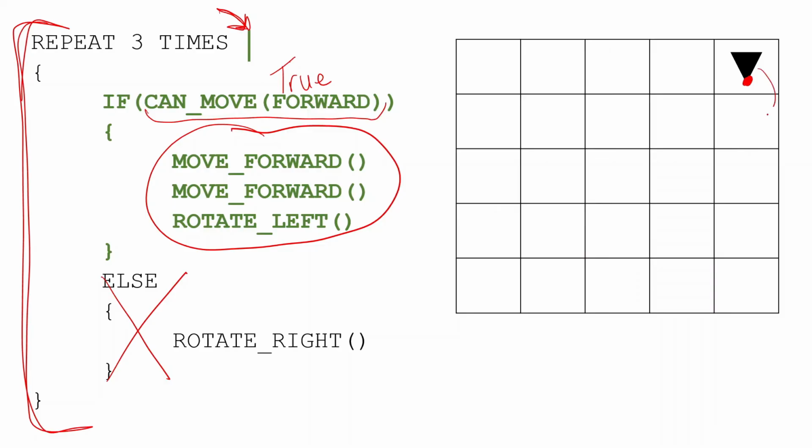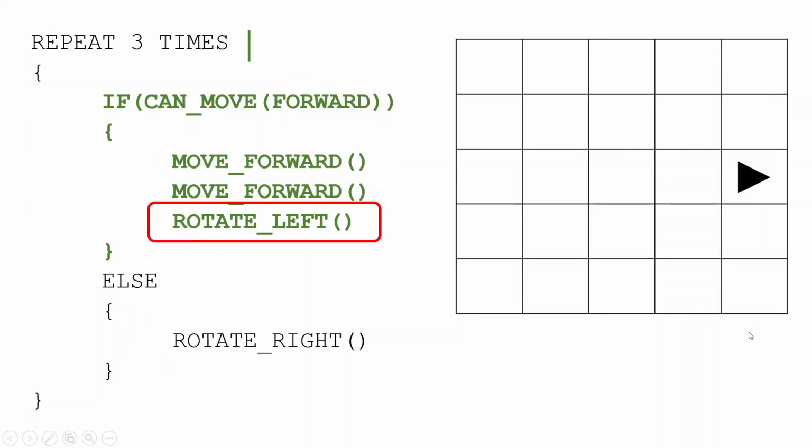So I'm going to move forward, and then I'm going to rotate to the left. Okay. So you're going to see me move forward twice. I'm going to be right here. And then when I go to rotate to the left, which direction am I going to go? I'm going to go counterclockwise to the left. Okay. So here's what that looks like. Move forward, rotate left. So now I'm facing this direction. So that ended my if statement. I skipped my else, and that was 1 time through my repeat 3 times.